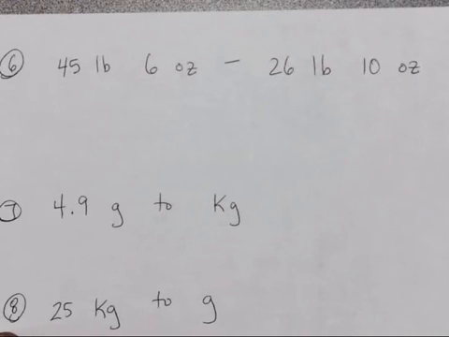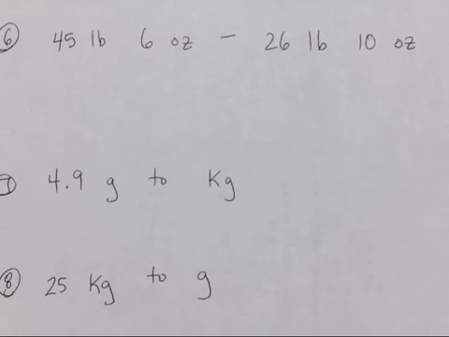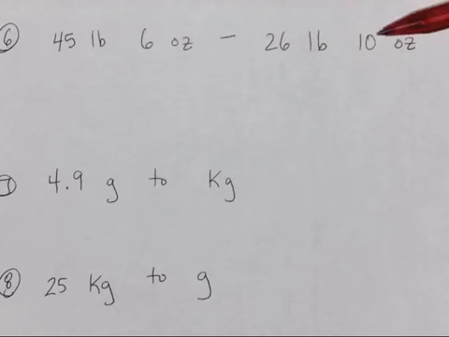Here's an interesting problem. So subtraction with the weight measurements. 45 pounds 6 ounces minus 26 pounds 10 ounces. So notice that I can subtract 26 from 45, but I can't subtract 10 from 6 without getting a negative. So this is kind of like a borrowing problem.